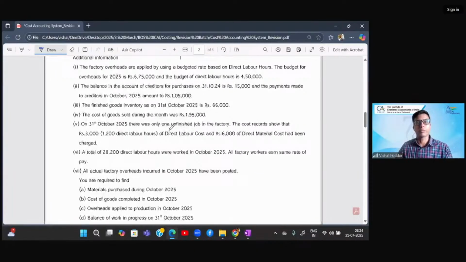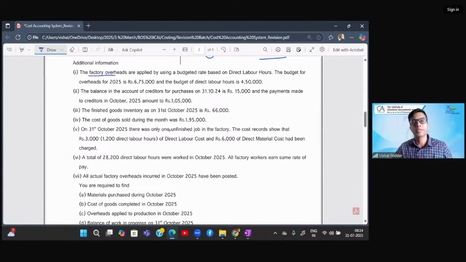Now, the factory overheads are charged using a budgeted rate on the basis of labor hours. So our ORR is based on dividing overheads by direct labor hours. Now, they have given the budgets. Why are budgets given? So that you can find out the ORR. So the budgeted overheads is 675 and the budgeted labor hours are 450.